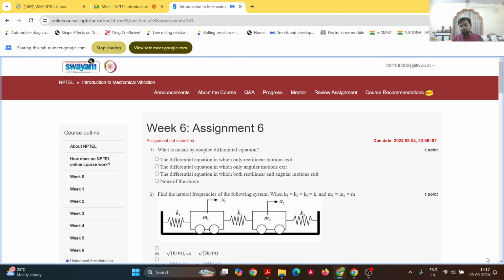So given a certain system, we should be able to draw the free body diagram, then write down the equations of motion, and then once we derive that, we can solve those equations of motion. If you want to get the natural frequency, then we need to do an analysis of eigenvalues and eigenvectors.